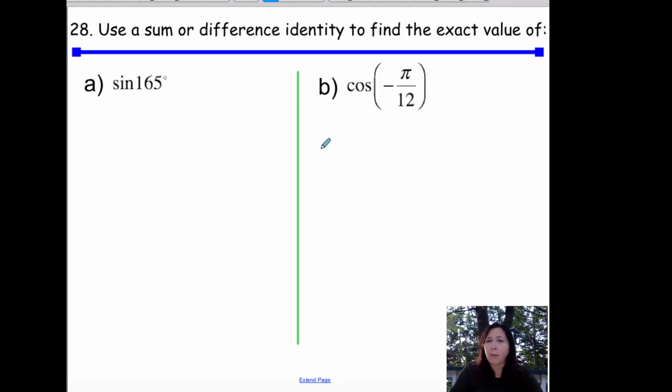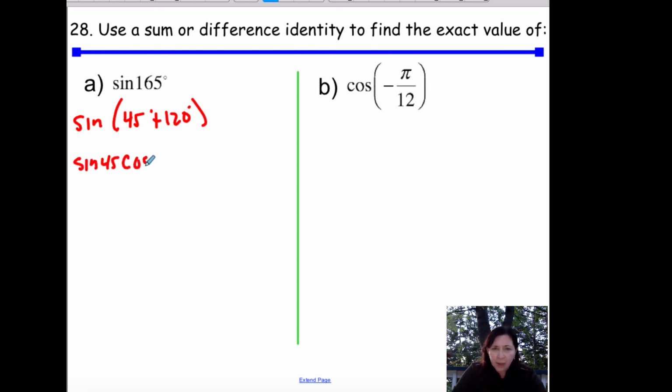So these two problems are using a sum or difference identity to find the exact value. So for this one, sine of 165 degrees, that's the same thing as saying sine of 45 degrees plus 120. Okay, and of course there's different ways you could do this, but this is the way I'm going to do it. Expanding, sine is sine of 45, cosine of 120, plus sine of 120, cosine of 45.